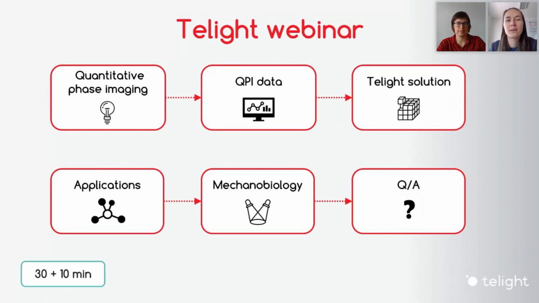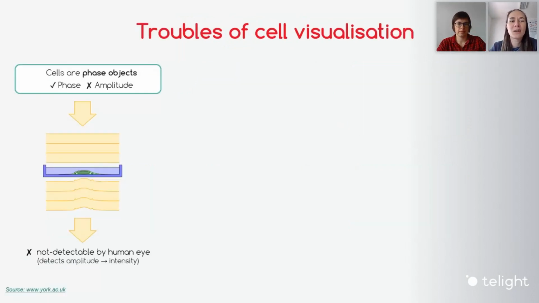This webinar will be about quantitative phase imaging, but first of all, what are the troubles when you want to visualize cells? The trouble here is that the cells are actually phase objects, meaning that they affect the phase of the transmitted light, the light that passes through the cells, and not the amplitude of the light. Therefore, they appear transparent, and they are not detectable by the human eye, and also difficult to detect for the cameras.